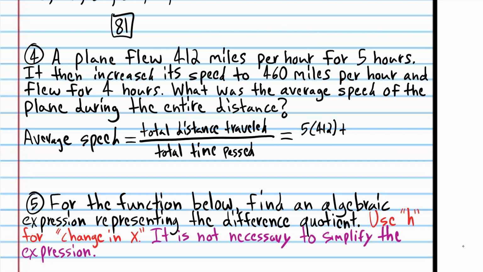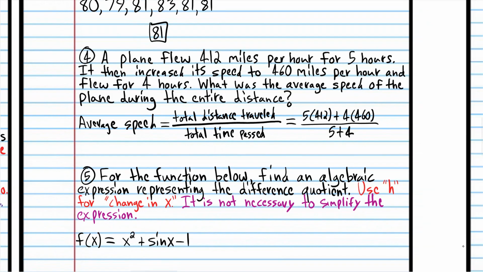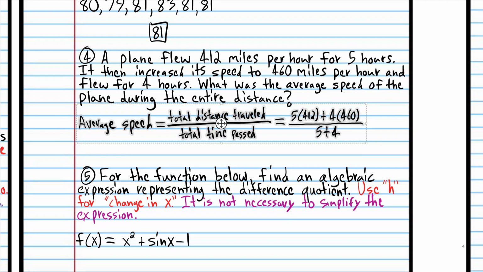Well, then the plane speeds up and goes 460 miles per hour for 4 hours. So this number here represents the distance traveled during that time. And if you add these numbers up, you get the total distance traveled for the entire time. And then the easy part is just the total time passed, which is just 5 plus 4. So all we have to do is calculate that value. And I didn't give much room here, so we can do this in the calculator.